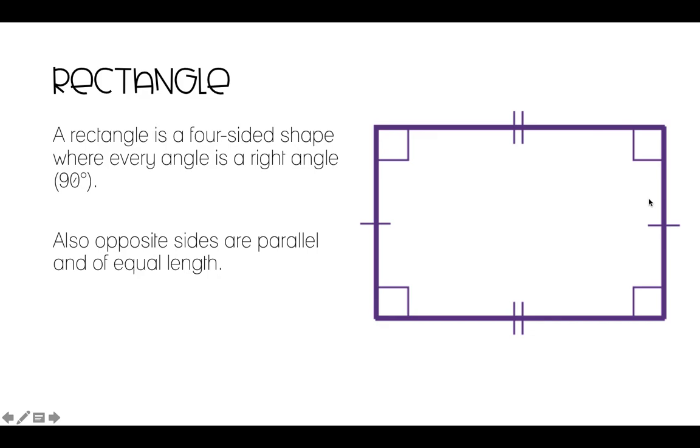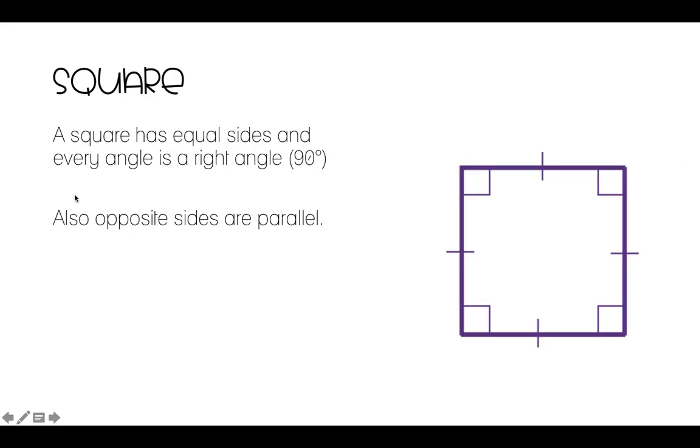A rectangle, we should all know this, is a 4-sided shape where every angle is 90 degrees and opposite sides are equal in length and are parallel. So they're the same length, these ones. A square has equal sides, so all 4 sides are equal and all angles are 90 degrees.